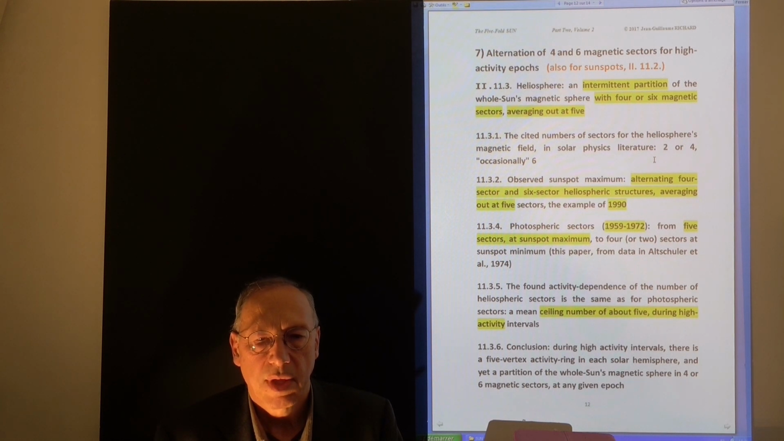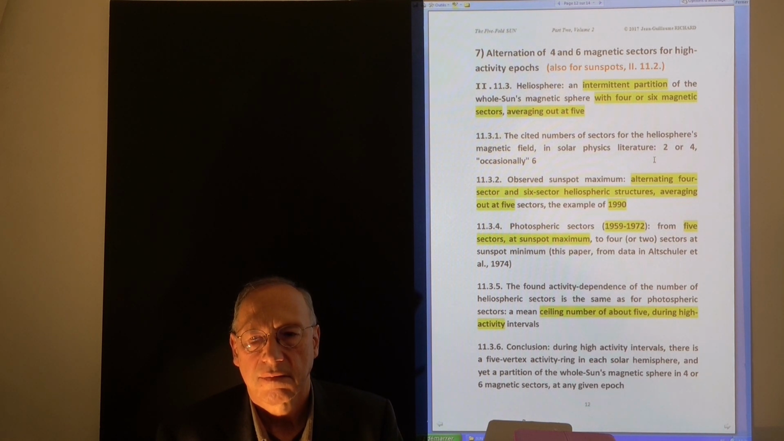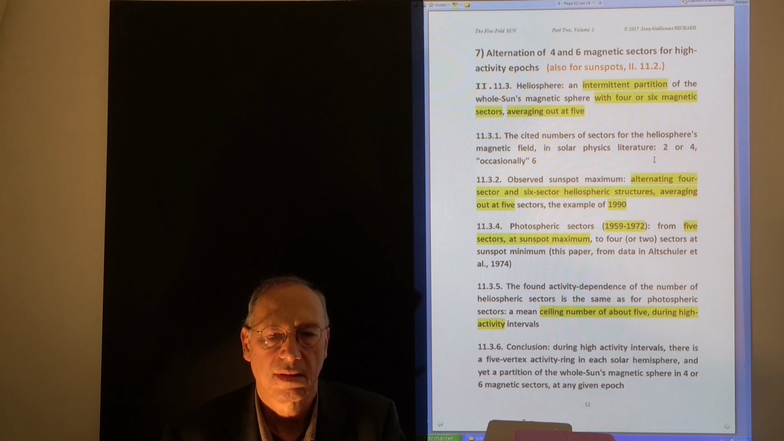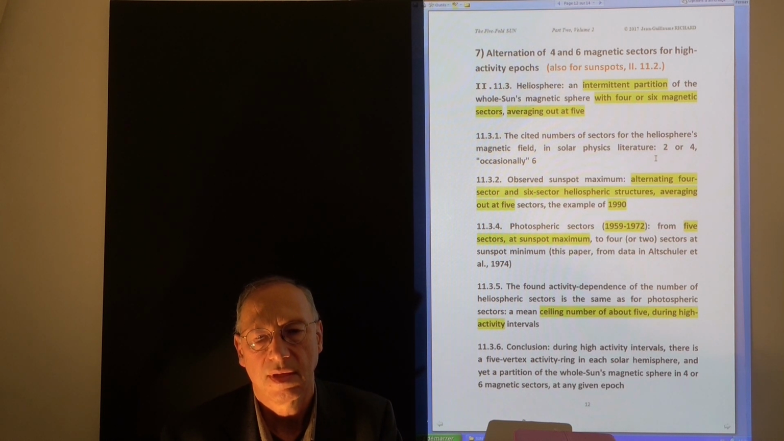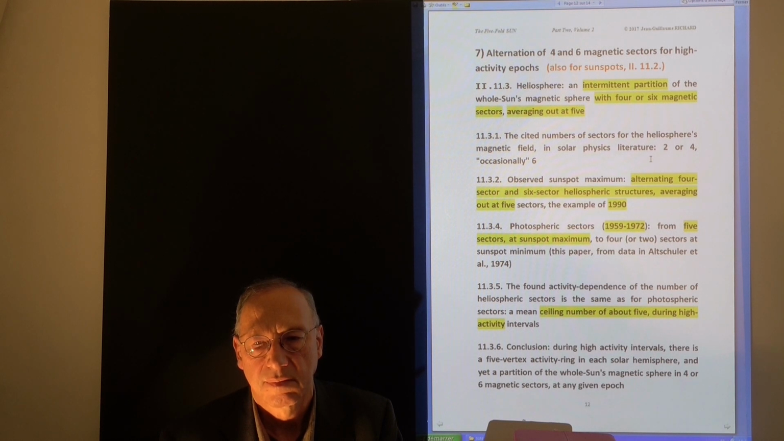So when you look at a map of the sectors, it is never a 5-sector map, but over a certain time, when we are in a high activity epoch, this averages out seemingly at 5 sectors. So we would have in this case again a ceiling number of about 5 sectors as an average of several years of high activity in the Sun, which would be in the observations that could be assembled for this meta study.